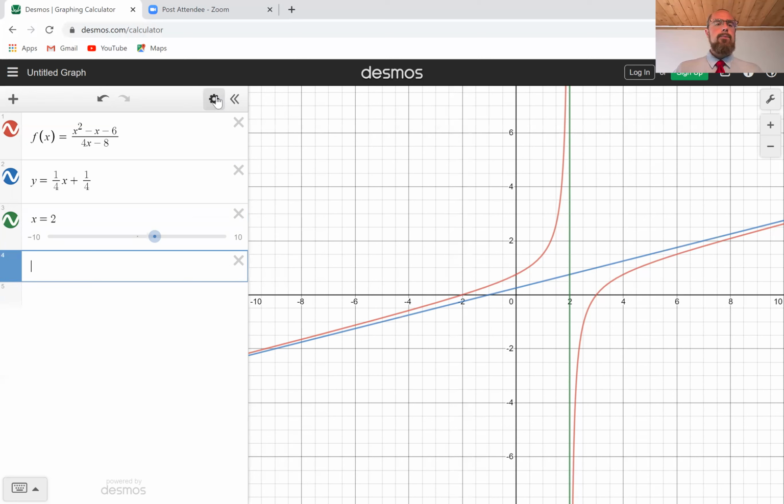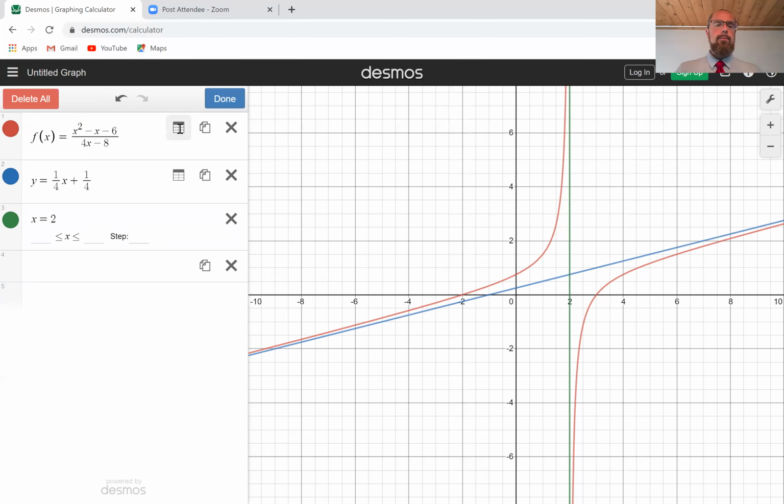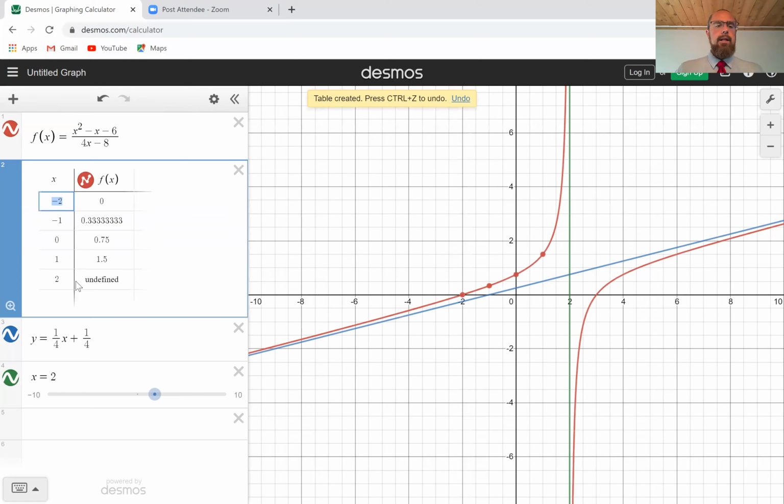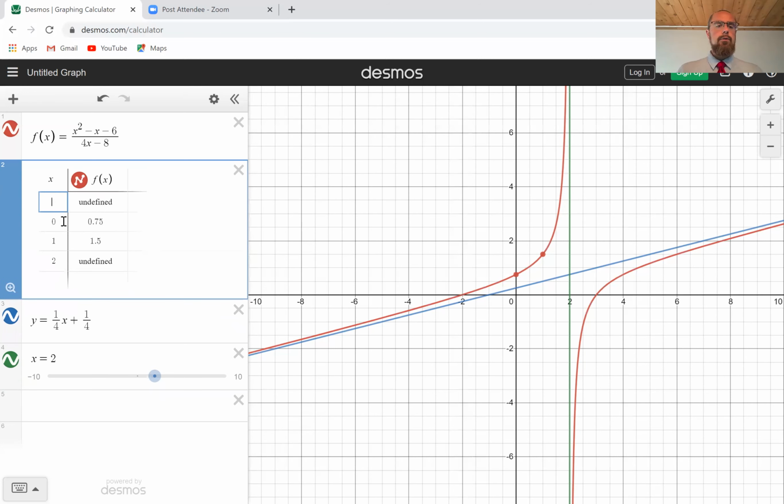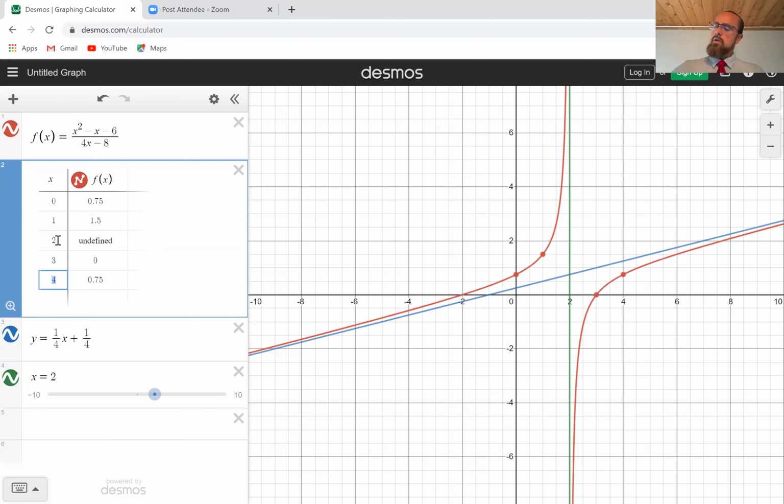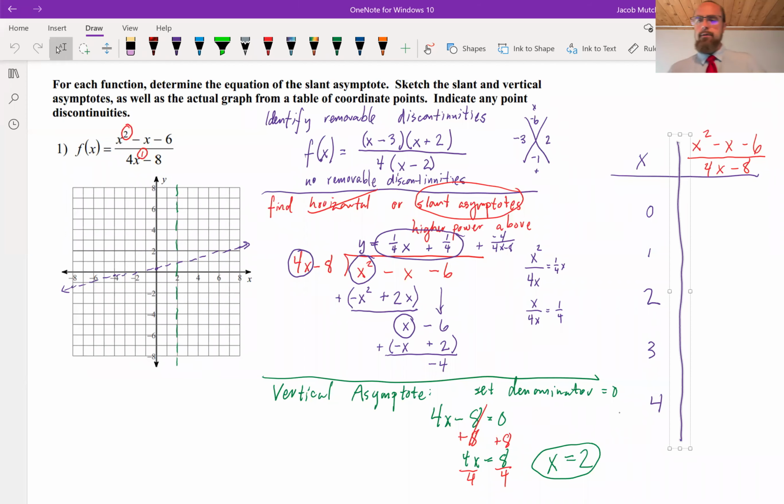So again, our real purpose here is to get a table. So I'm going to find the table. And I can see that definitely at positive 2, the value is undefined. So I don't really need all these values, -1, -2, but I do need values for 3 and 4. So I'm going to copy down that table. And once I've got that copied down, I'm good to go. That's what I need from Desmos. So we'll head back to our notes screen to finalize our table, our graph.